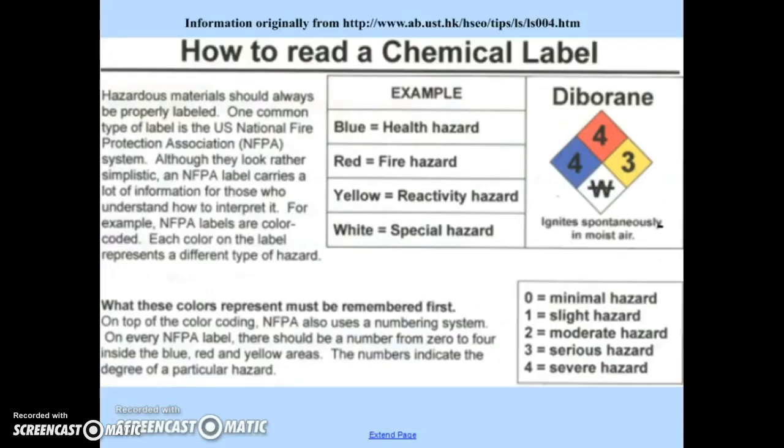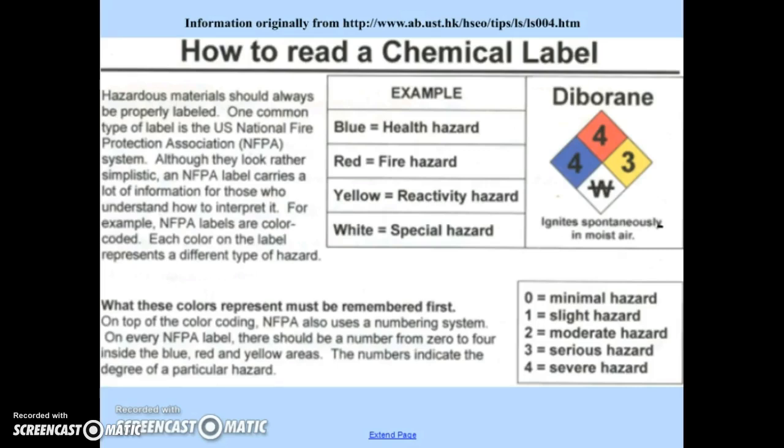First, a chemical label. The chemical label in this picture is the diamond, just a diamond, on the right-hand side of the page. That would be this thing right here, with the red, the blue, the yellow, and the white smaller diamonds inside of it. So that's the hazard code label. The name of this particular chemical that it's coding for is diborane. I don't really know what they use it for, but it's a very dangerous chemical.